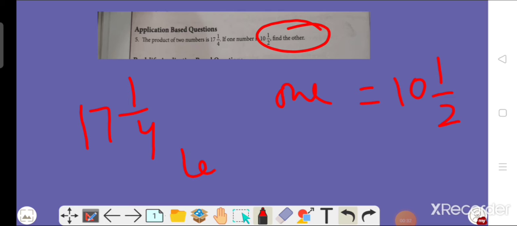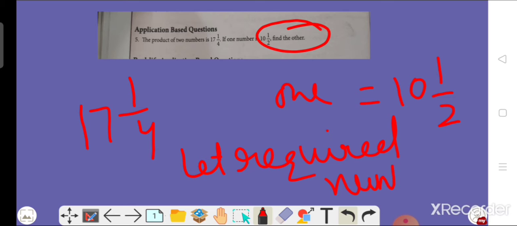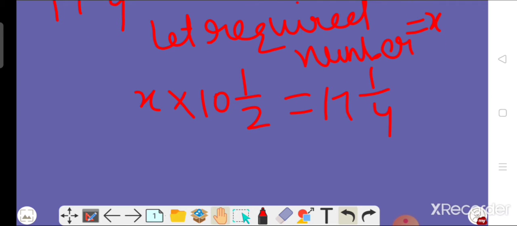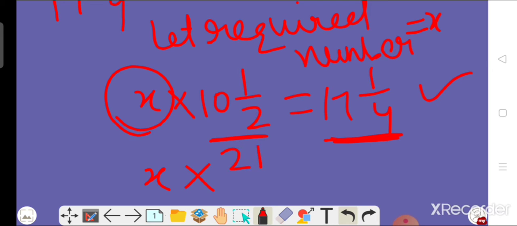So let the required number be x. According to the question, x multiplied by 10 raised 1 by 2 is equal to 17 raised 1 by 4. This is given in the question and we have to find this x. Now firstly we solve these mixed fractions into improper fractions. This one is equal to 21 by 2 and this is equal to 69 by 4.